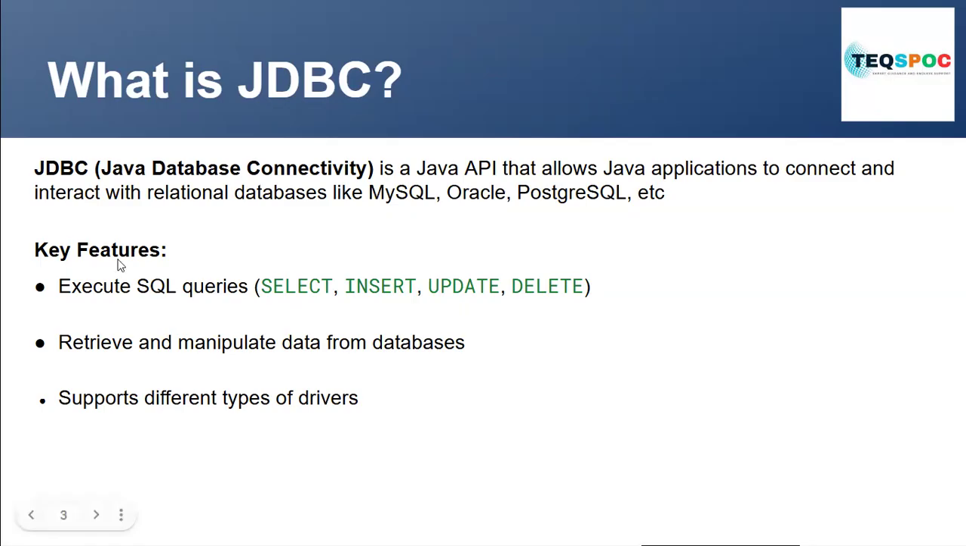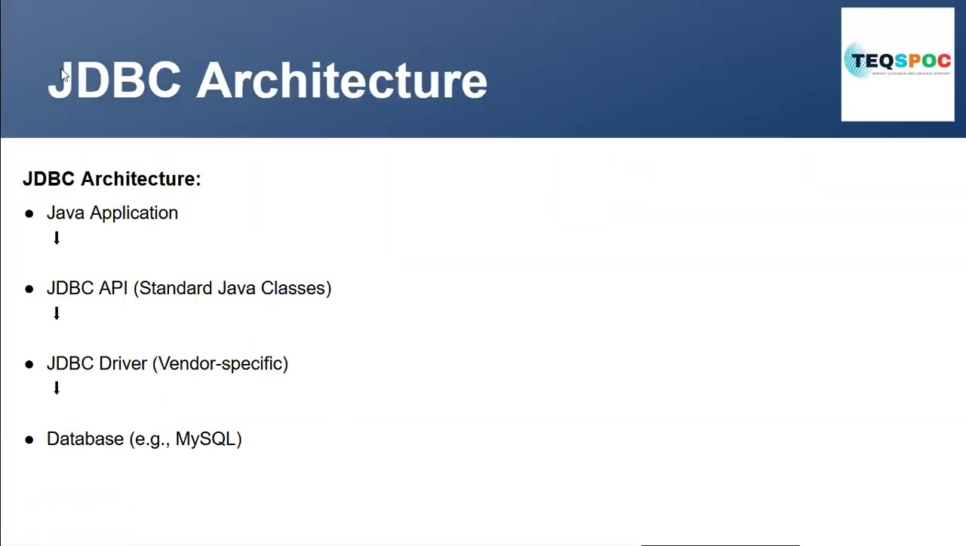Okay. Then key features. What is the key feature of JDBC? It executes the SQL queries: select, insert, update, delete. That is right. Retrieve and manipulate the data from the database and support different types of drivers. Okay. So what is JDBC architecture? Our Java application, JDBC API, that is the standard API, and the MySQL JDBC connection driver we have imported.